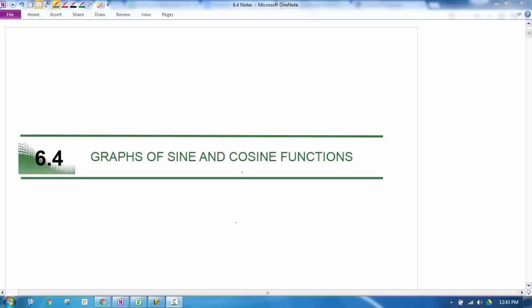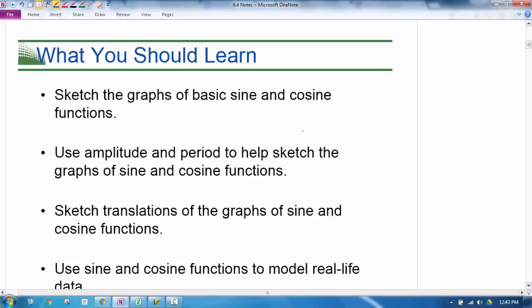Okay, 6.4 is on sine and cosine functions. So we're going to look at some of the graphs today. We're going to sketch some basic graphs. We'll look at amplitude and period. We'll also do some translations and model some real world situations.